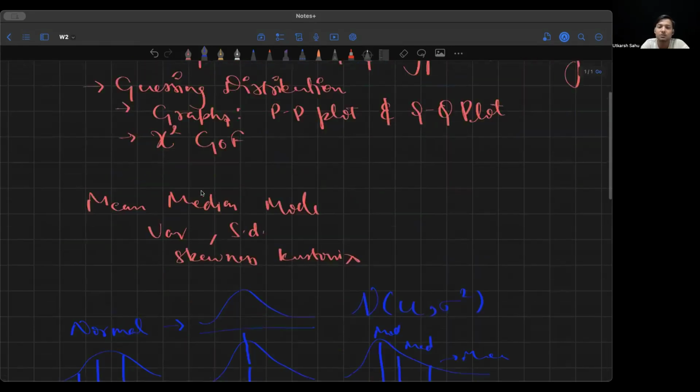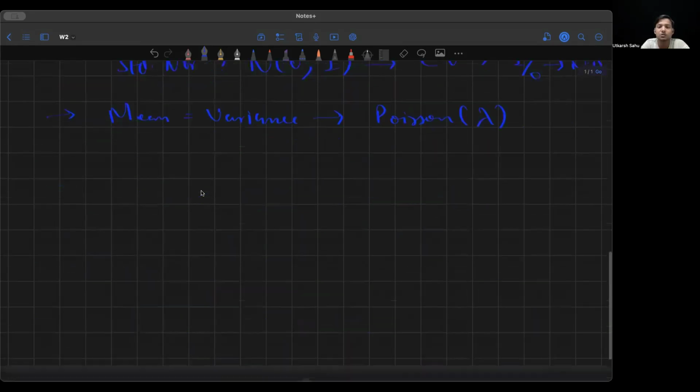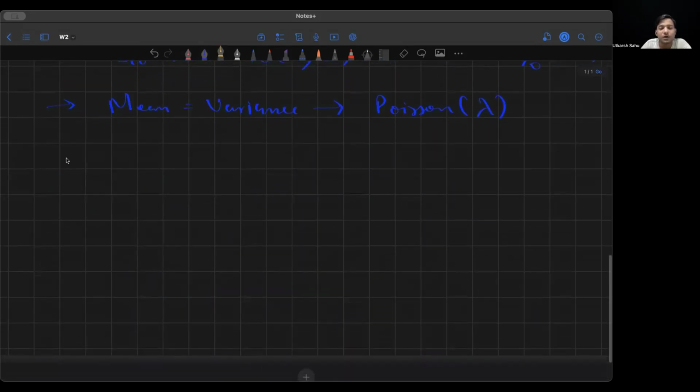And then a little bit for your hypothesis testing, which I wanted to cover. So what is hypothesis testing?